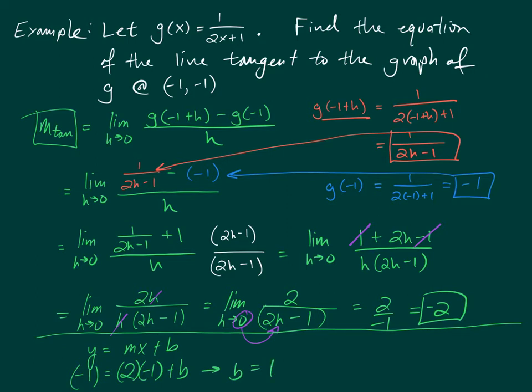Now we know the slope via the limit process. We know the y-intercept via algebra. Now we just have to actually put the slope and the y-intercept into this equation. So our final answer here with the equation of the line tangent to the graph will be y equals negative 2x plus 1.